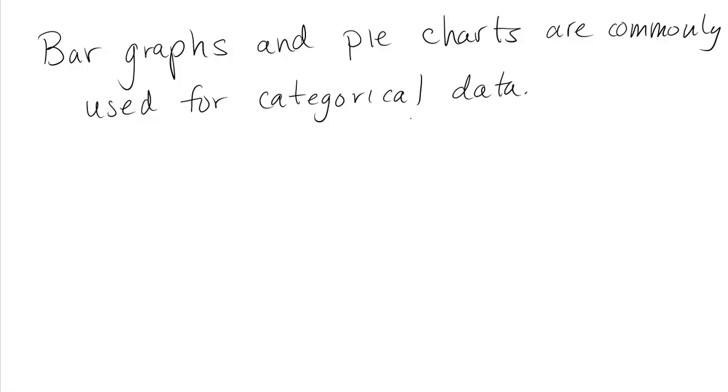So I'm not going to go into any specifics on how to create a bar graph or a pie chart, or even how to read a bar graph and a pie chart. The only thing I want you to know is that bar graphs and pie charts are for categorical data, and the other graphs we'll talk about in this class are for quantitative data.